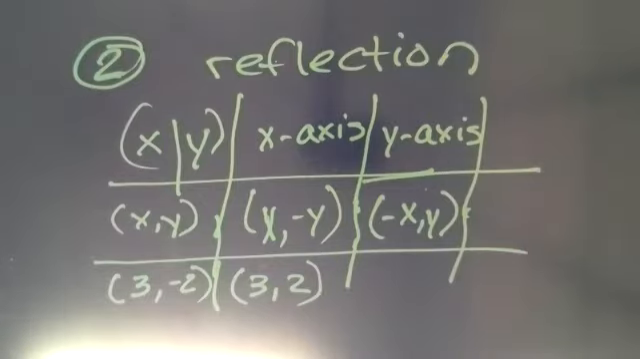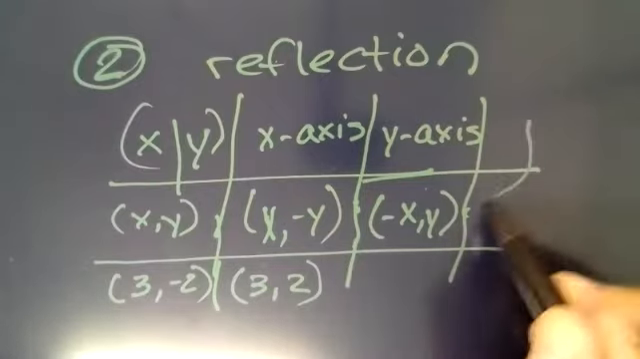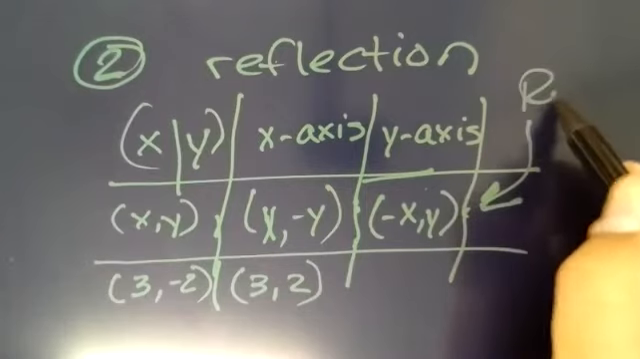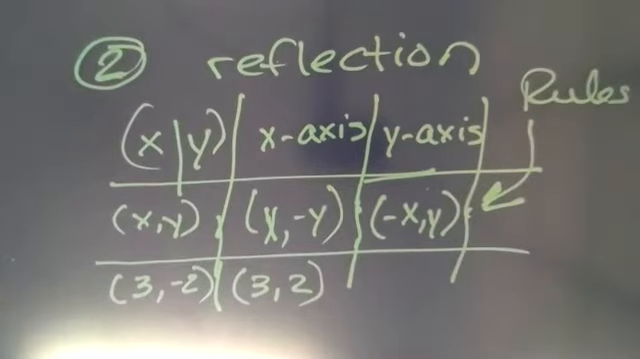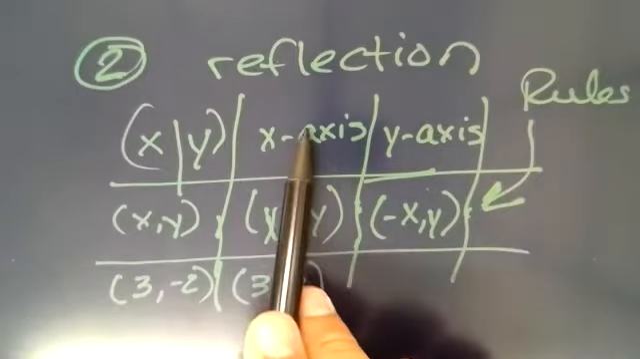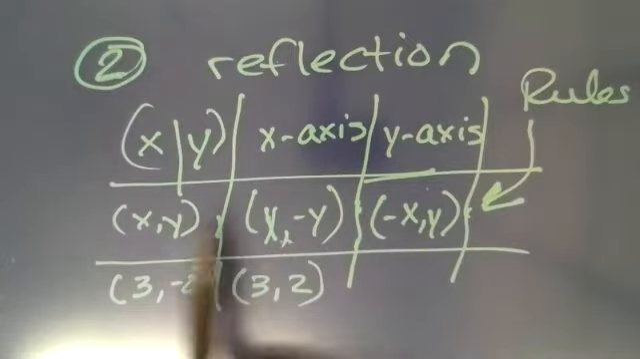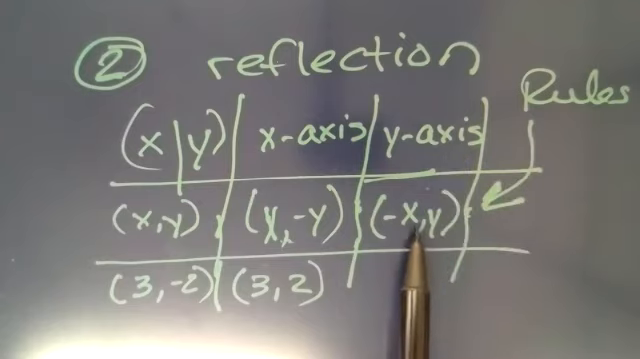All right. So these are the rules. Okay. I want you guys to understand that these right here are considered to be the rules. So if it asks you, what is the rule for reflection over the x-axis, you guys will choose this rule. If it says, what is the reflection over the y-axis, then you choose this rule over here.